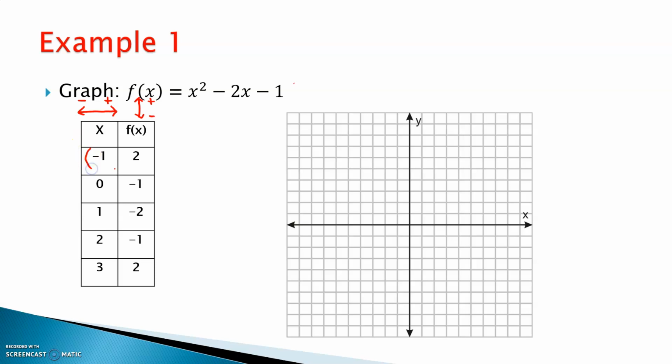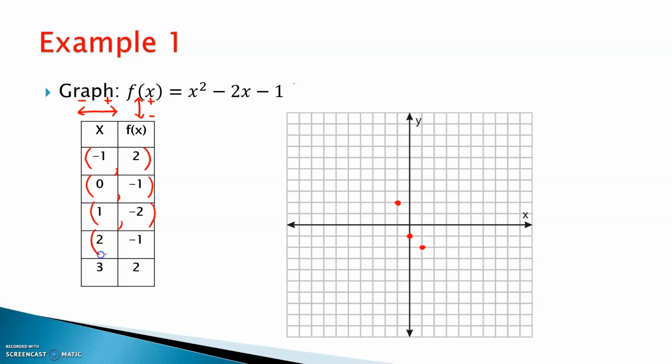Where is -1, 2? Well, we're going to go left 1, and then we're going to go up 2 spaces and we put a point right there. That's our very first one. The next one is 0, -1. 0 left or right, we stay in the middle, but we do go down 1. Let's keep it going. 1, -2, that means 1 to the right, and then -2 is down.